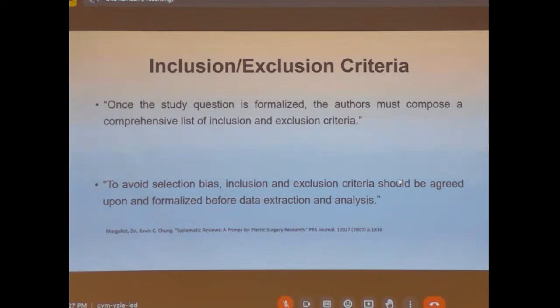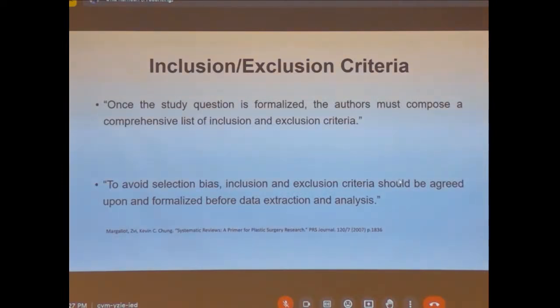In the inclusion and the exclusion criteria, after you have defined your question, you will say that these are the criteria you will include in your systematic review and these are the criteria which you will exclude. So, once the study question is formalized, we as researchers, the authors, must compose a comprehensive list of the inclusion and the exclusion criteria. Why did I mention the word authors?